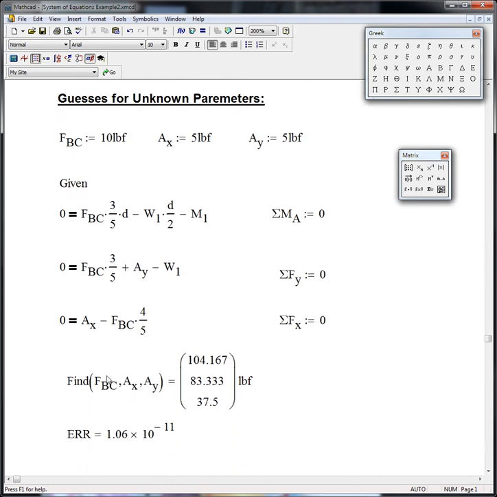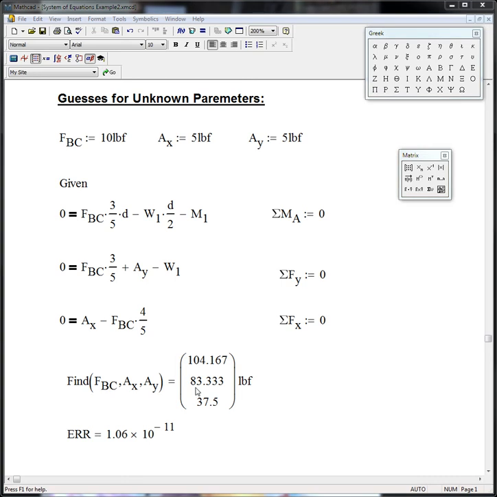So we can then just use this find, and you'll notice that I've also put in the units, and this seems to work okay, right? So we have find BC, a sub x, and a sub y, and if you calculate those out by hand, you'll get those results. And it's also good, after you use this equation solver, to type in ERR and just make sure that the error is very small for this equation solver.